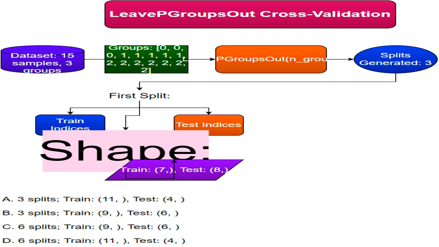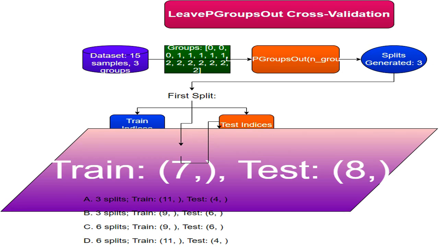This refers to the number of data points in the training and testing sets for a particular split. It basically gives me the dimensions of each set. For the first split, I have 7 samples in my training set and 8 in my testing set. This is because for the first split groups 0 and 1 are left out.